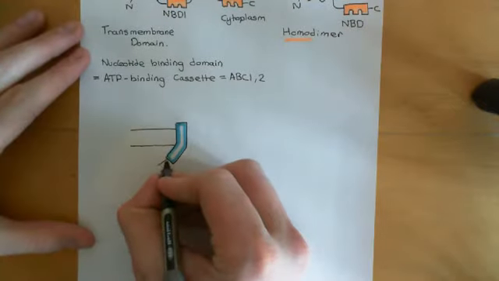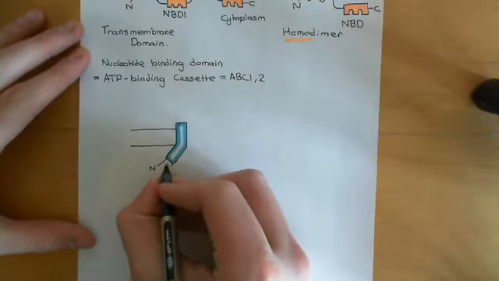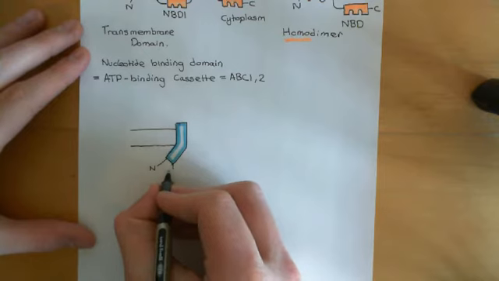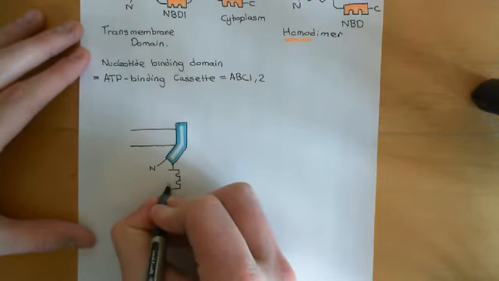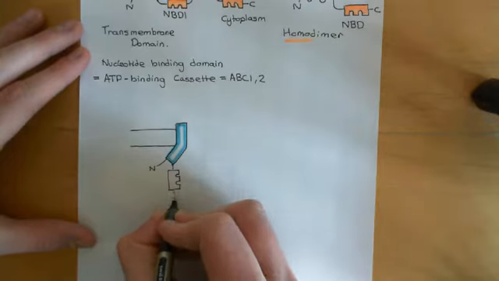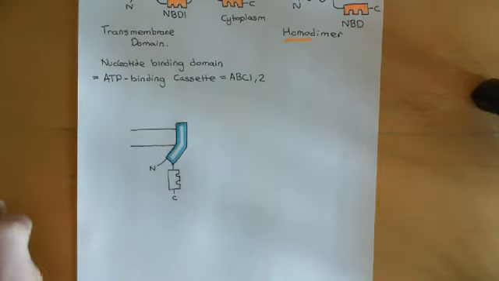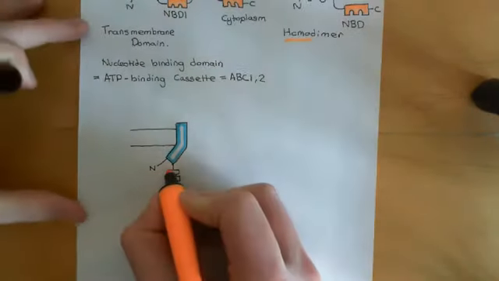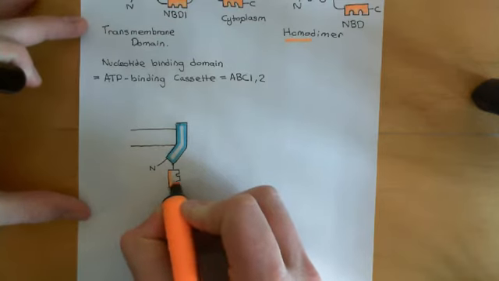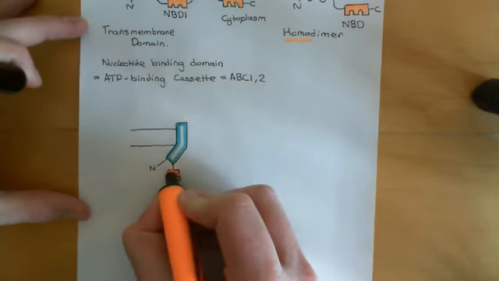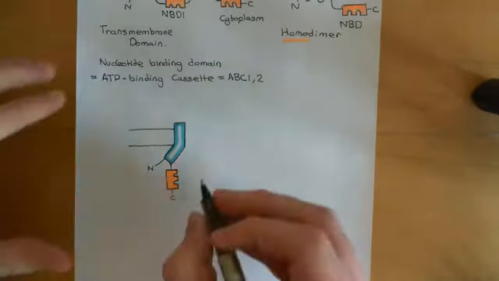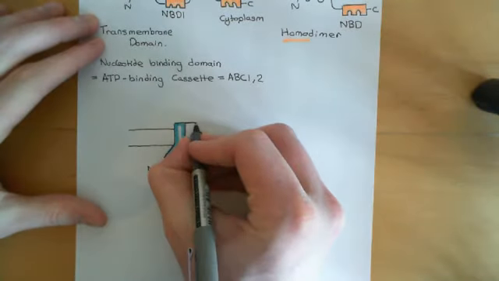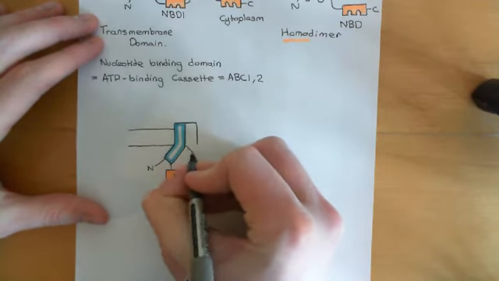Then we have the amino terminus coming into the transmembrane domain, and then coming out of the transmembrane domain down here, we have the nucleotide binding domain, and then the C-terminus. Okay, so let's just color code that. So that's one half transporter protein, and of course we know that it has to dimerize with another one that's identical to it. So let's draw the other one in here.